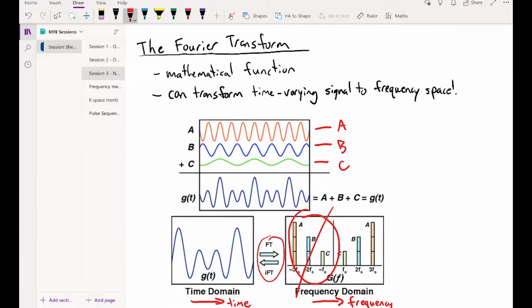So we can see here that there's bars at different locations on the x-axis that represent different frequencies. You can see that the green function C on my screen has a small bar at the lowest frequency of the three that we have drawn here, right? It's got the smallest amplitude and the lowest frequency.